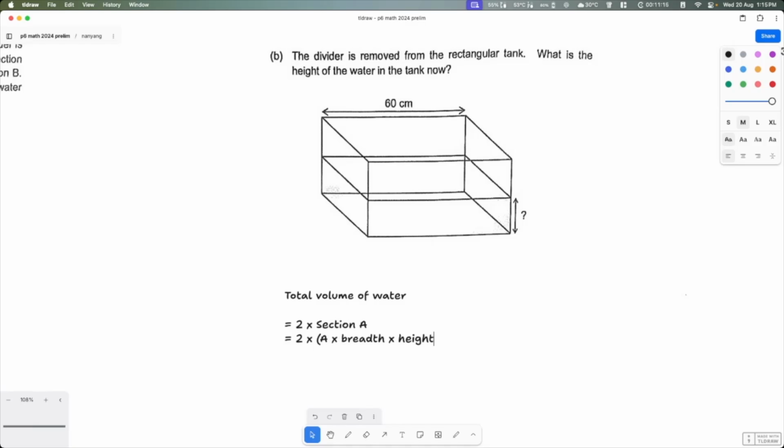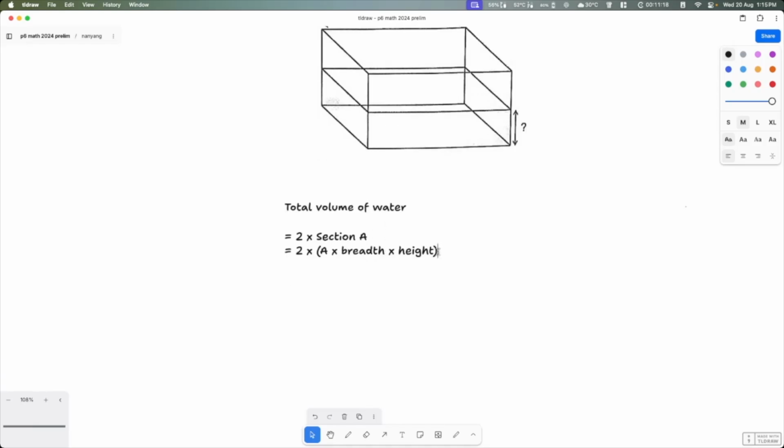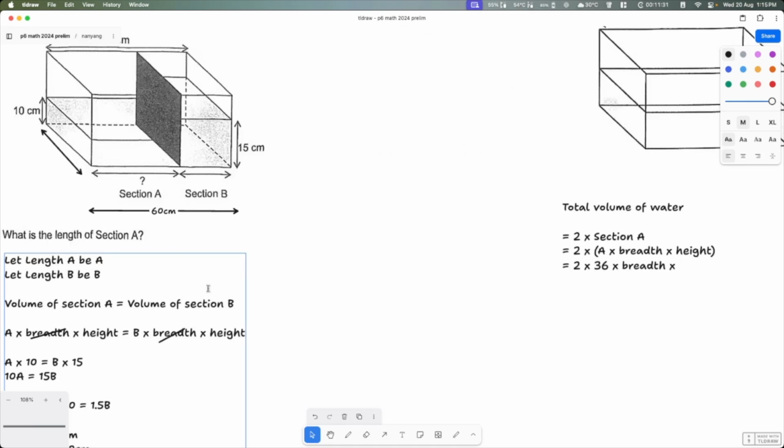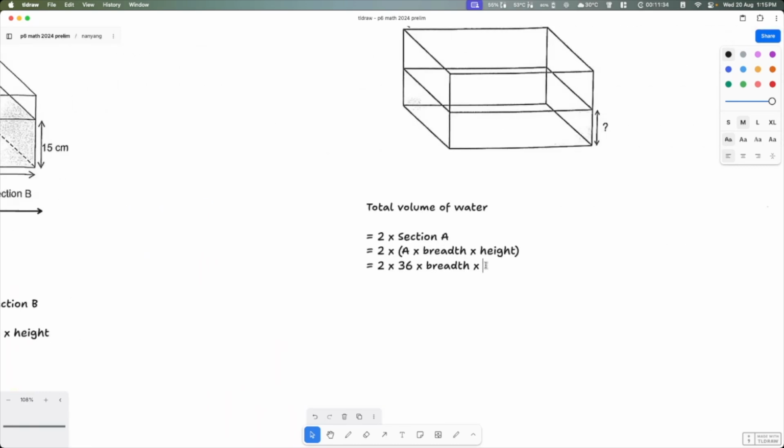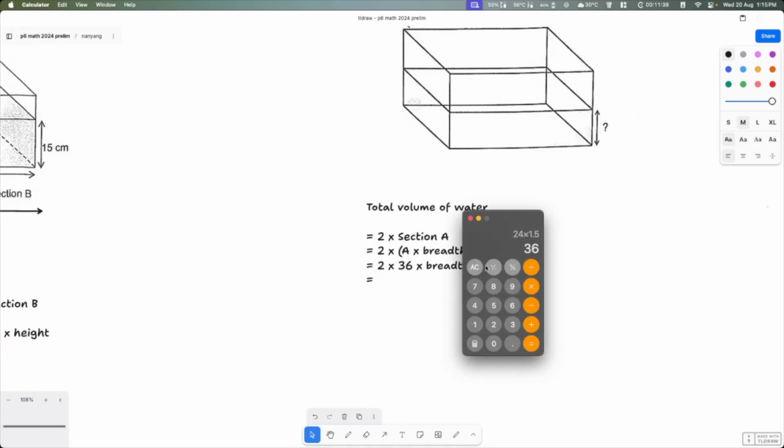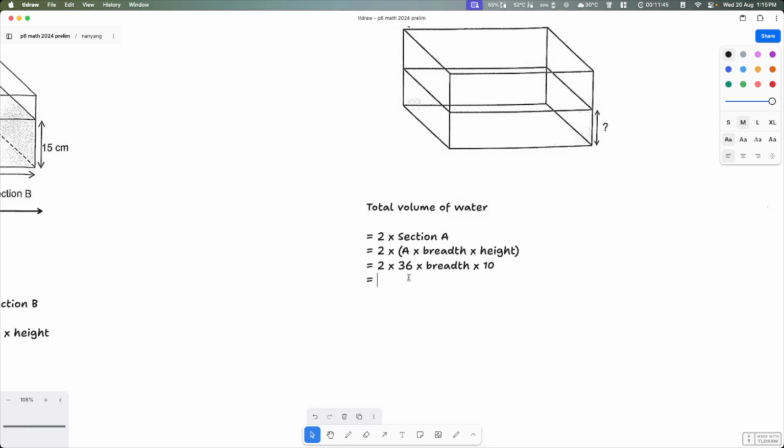We know that A is 36, then times breadth, and the height is 10. Using the calculator, 2 times 36 times 10 is 720. So 720 centimeters times breadth is the total volume of water that we have over here.